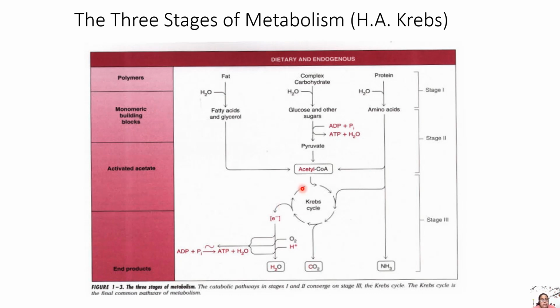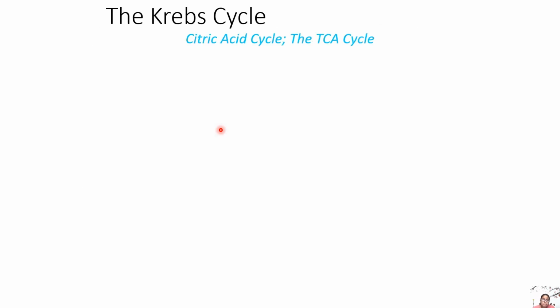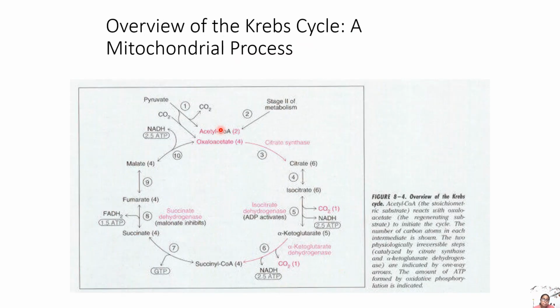So the catabolic pathways in stages 1 and 2 converge on stage 3, the Krebs cycle, and the Krebs cycle is a final common pathway of metabolism, right? Protein will get converted to amino acids, complex carbohydrate to glucose and other sugars, and fatty acids and glycerol from fat, correct? So this is an overview of the Krebs cycle.